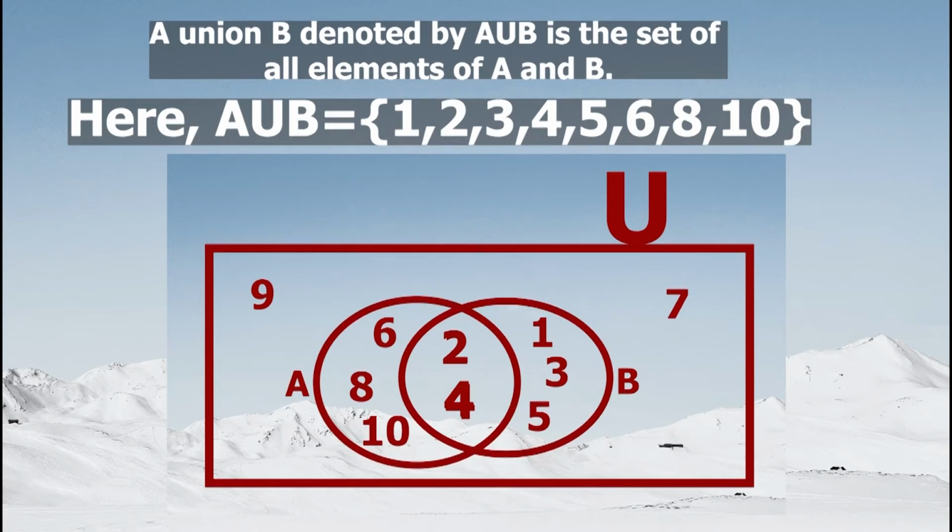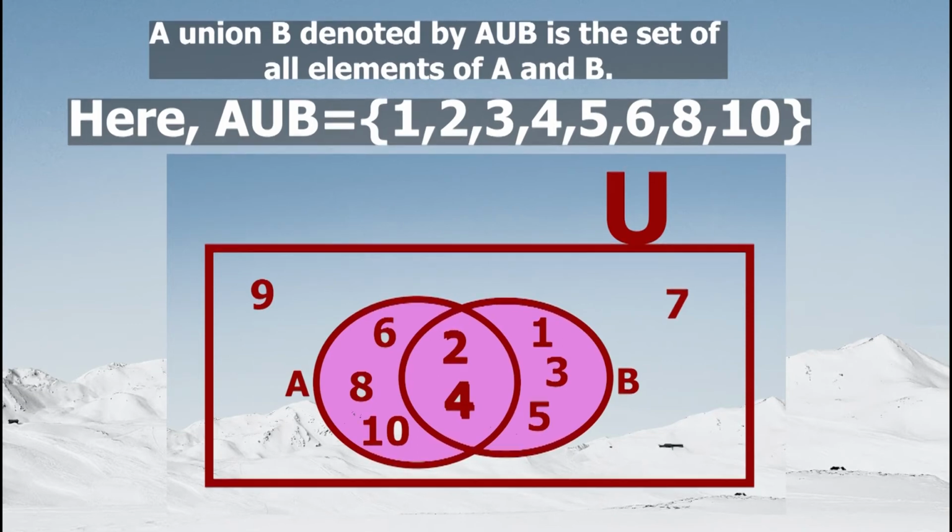Let's go to the union of sets. A union B is denoted by A ∪ B, a symbol like capital U. A union B is a set of all elements of A and B. So, A union B contains all elements of A and B without repetition. Here, A union B equals 1, 2, 3, 4, 5, 6, 8 and 10. And you can see in the video the region A union B is cited here.